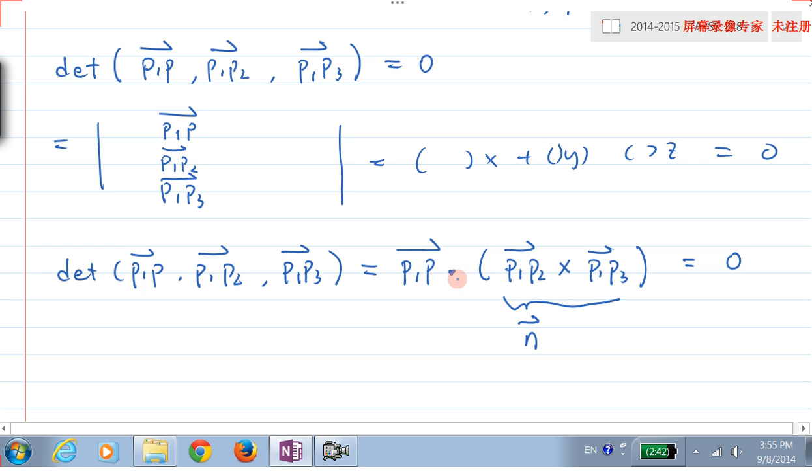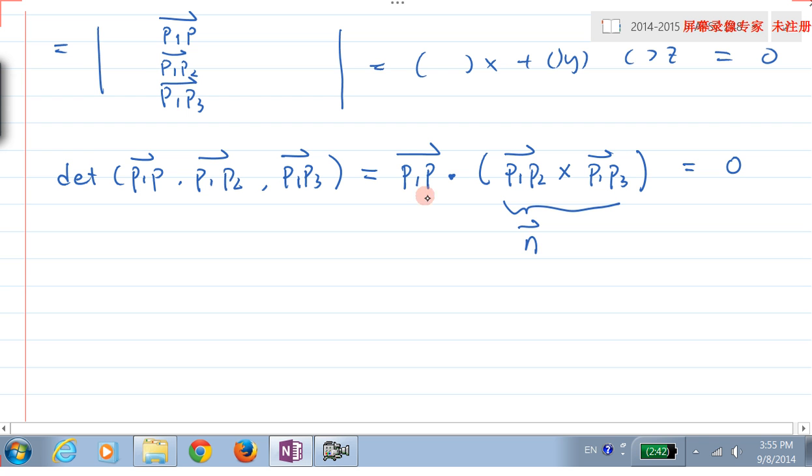So P1P dot n equals 0. Now, if I write everything out using this formula, let's see how clean this is. P1P, we know what it is. It's a vector: x minus x1, y minus y1, and z minus z1. And the n is a vector you obtain from this cross product.